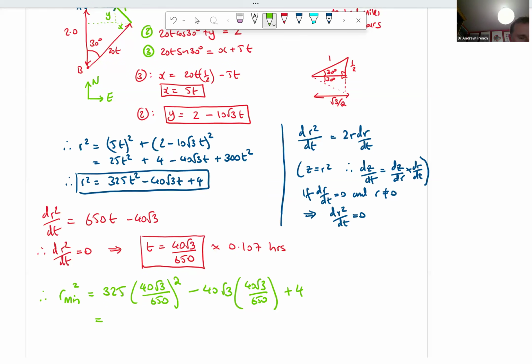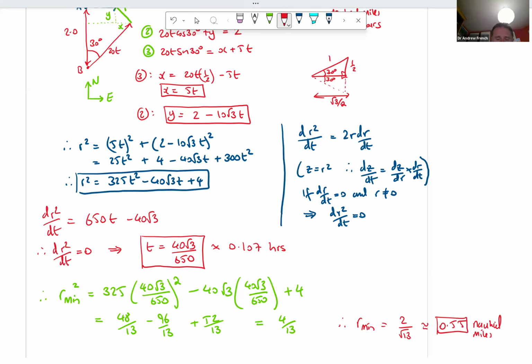And you could use a calculator if you want, as you're amazing at arithmetic. That gives you 48 over 13 plus 96 over 13 plus 52 over 13, which is rather lovely. And so what does that give you? That gives you 4/13. So therefore, our final answer is r min is 2 over root 13. Oops, not over root 3, sorry, root 13, which is approximately 0.55 nautical miles. That would be the ultimate answer.